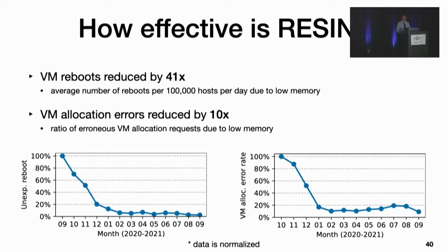The two most important metrics to show host memory leak impact are VM reboots caused by low memory and new VM allocation errors caused by low memory. The improvements brought by RESIN are significant. The VM reboots are reduced by 41 times, and allocation error rates are reduced by 1 magnitude.